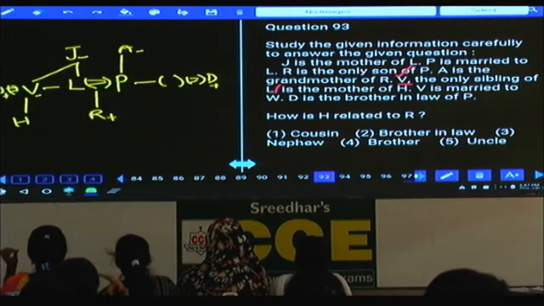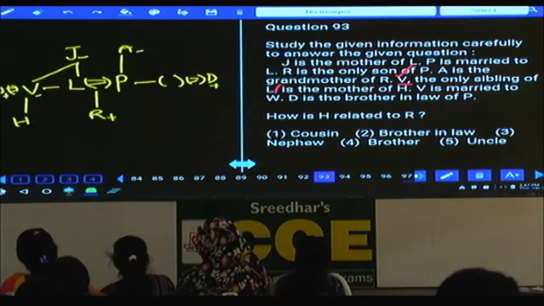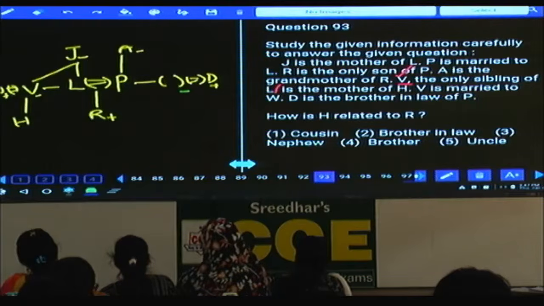V is married to W. D is the brother-in-law of P. D is the brother-in-law means this person should get married to P's sister. Done with this? Then coming to question number 93, how is H related to R?